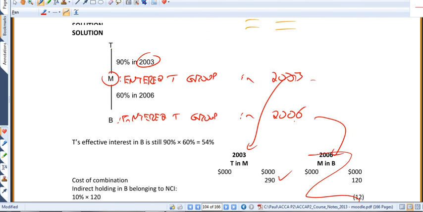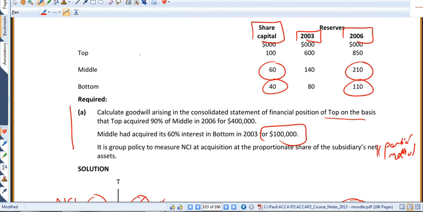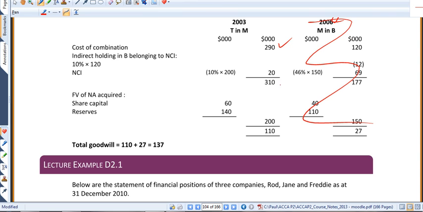And I bought middle in 2003, which, using the table on the previous page, means that middle would have been worth share capital of 60 and reserves of 140. Middle would have been worth 200. Because I don't own all of middle, I only own 90%, the NCI will become 10% of the assets acquired. Don't forget we're using the partial method here. So 10% of 200 is 20, giving me goodwill of 110 on the purchase of middle.